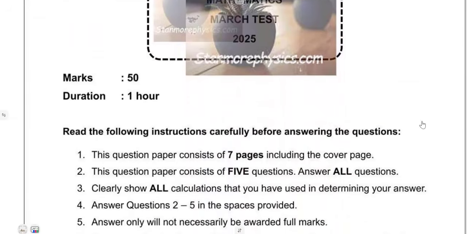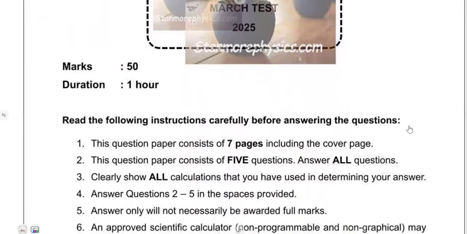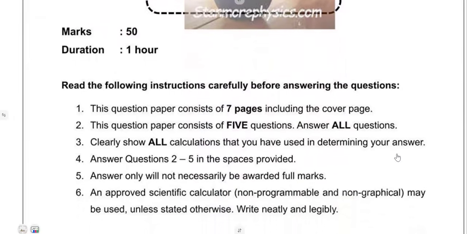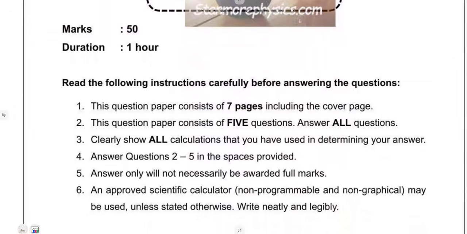It was 50 marks and to be written in 1 hour. The duration is 1 hour. So make sure you read the instructions, all right? All instructions that you are given, all right? So that was the major part where we are given. This question paper consists of 5 questions. Answer all questions that you're given.